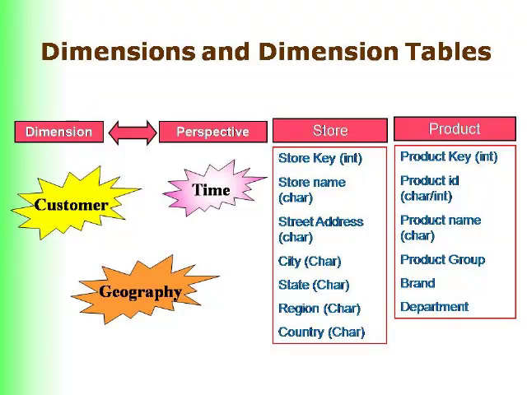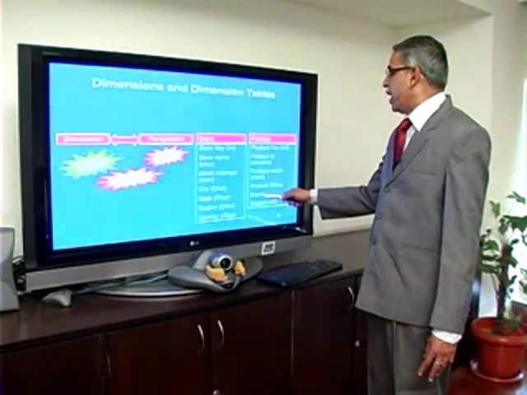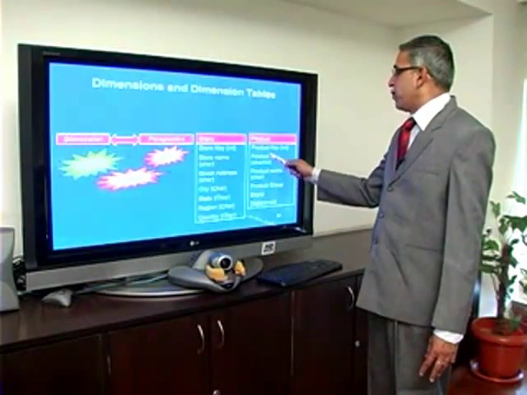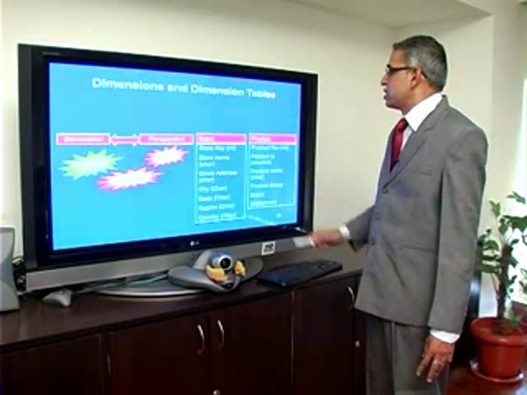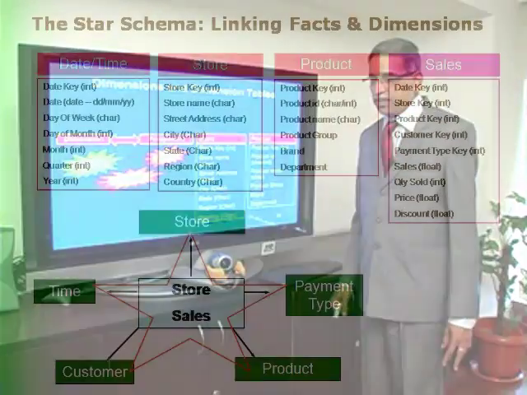Here store is a dimension, product is a dimension. Store key is a surrogate key for store. Store name, street address, city, state, region, country are the attributes of the store. Similarly, department, brand, product group, product name, product ID are the attributes for the product, and product key is the surrogate key for the product dimension.